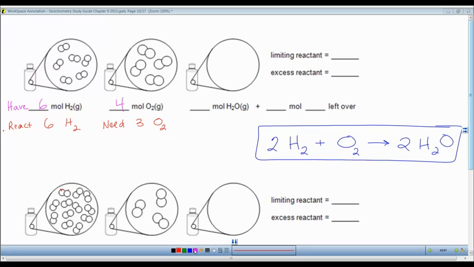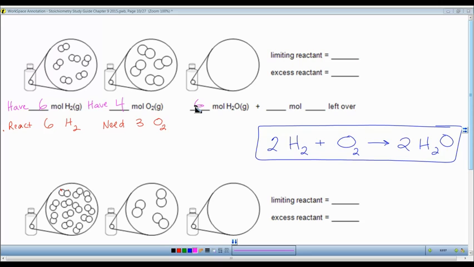So I could even put that in. This is what I have. I need 3. I have 4. Yeah, we could do this. So I could run this ratio from the balanced equation. I could use the 6 hydrogen. I could use 3 oxygen. And then again, if I look at the balanced equation, it's 2, 1, 2. So I could still run 6, 3, 6. I could still make 6 water molecules. That's exactly what we had in the last example.